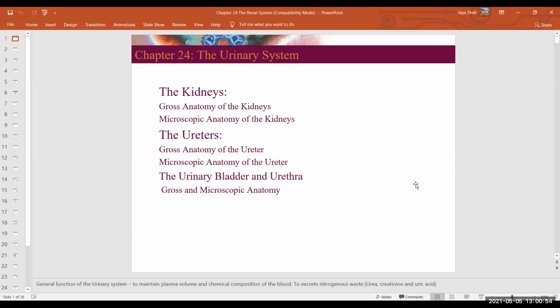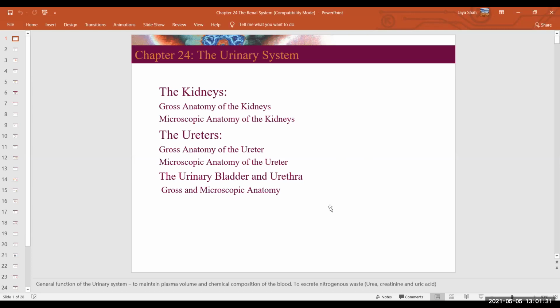In the urinary system, I will go over the kidneys, their gross and microscopic anatomy. Then the accessory structures of the urinary system, which are the ureter, the urinary bladder, and the urethra. We will go over the gross anatomy of the ureter, their microscopic anatomy, then the urinary bladder and urethra, their gross and microscopic anatomy. Okay. So before we do, let's go over the overview of the urinary system.